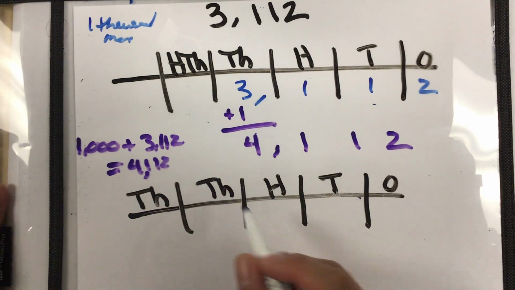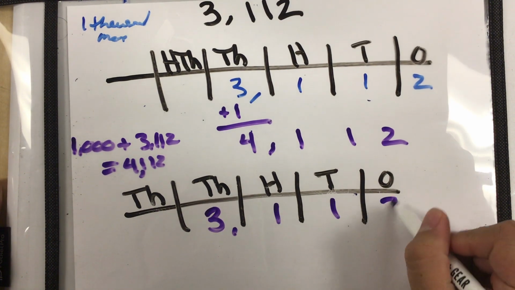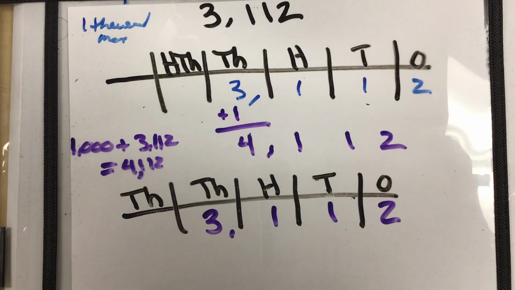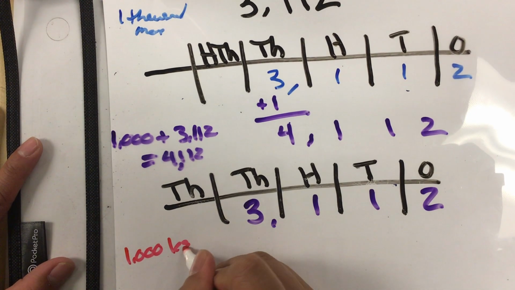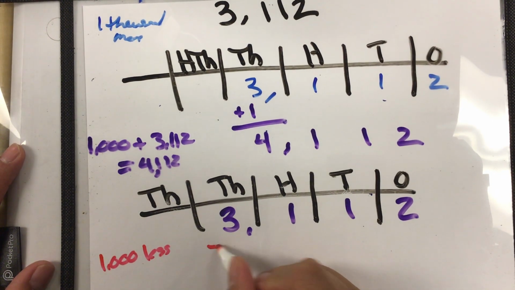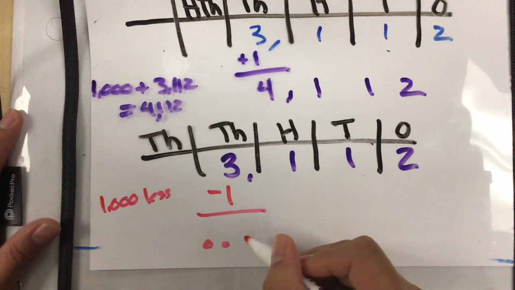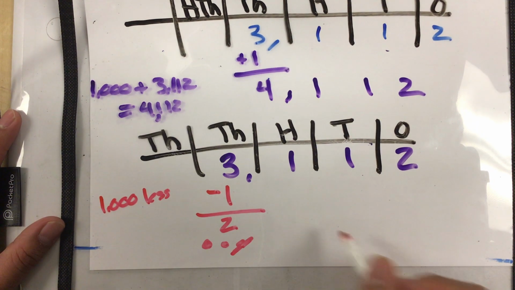Okay, so now we're going to be down here. If we're going to start out again with 3,112, and I want to say, what is 1,000 less than 3,112? So I'm going to say 1,000 less. We know that we are going to subtract 1. And if you want to draw dots like this, and if you take 1 away, we know that there's going to be 2 left over.